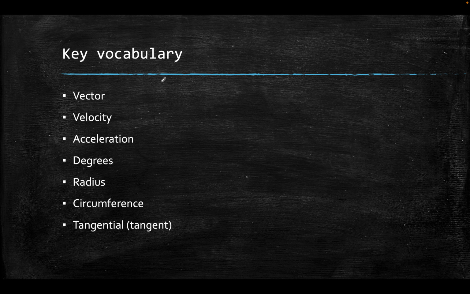A few words that we're going to use: vector, velocity, acceleration, degrees, radius, circumference, and tangent. You know all of these, we've discussed all of this already. Radius and circumference and tangent. Let's see what that means. So if I have a circle, I have a radius, and then you would have a circumference, which is the whole thing around. This is my circumference, all the way around.